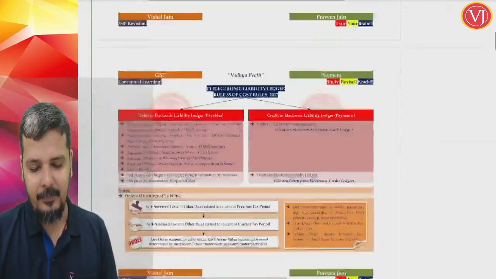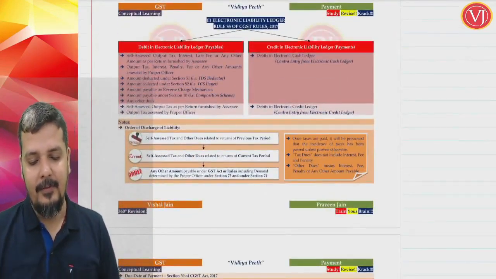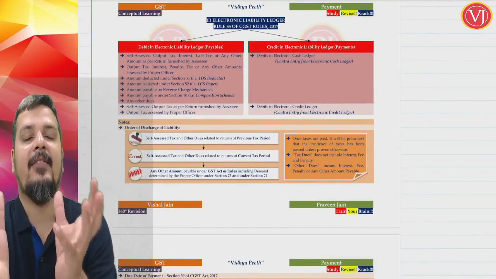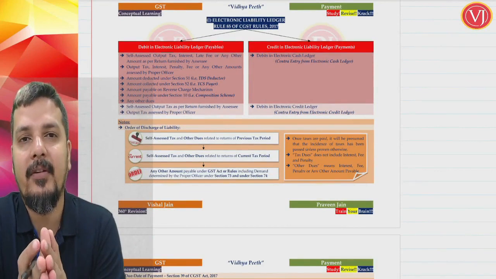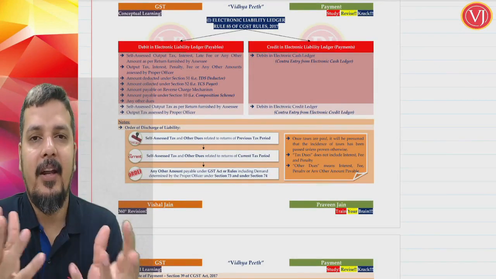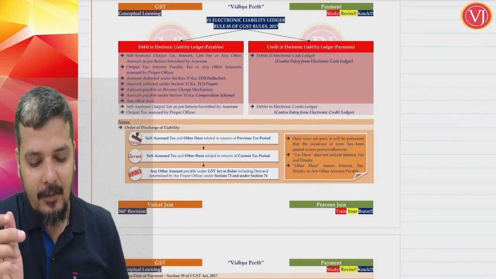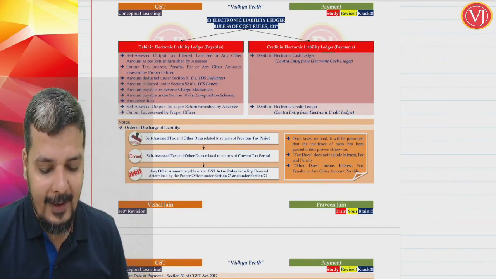Now, let us start with something called your electronic liability ledger. So now we have a fair understanding of what are the provisions that we are going to discuss in this chapter. We have fair understanding of the introduction and the definitions that were essential for understanding this chapter. We'll now move to your electronic liability ledger.